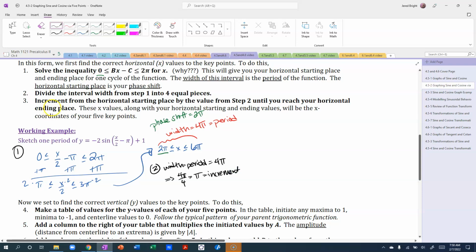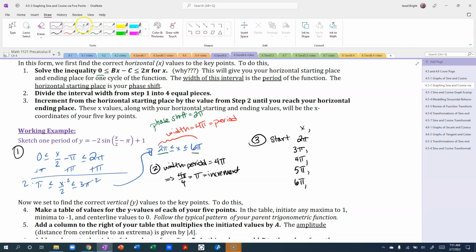Okay, and then it says in step 3, increment from the starting place by the value from step 2. So okay, so I start at 2 pi, and then that would be the x-coordinate of my first key point, and then I would increment, so I would add pi to that, so I get 3 pi, add pi to the 3 pi, I get 4 pi, 5 pi, and then I would go to 6 pi, and I end there because that's the end of my interval.